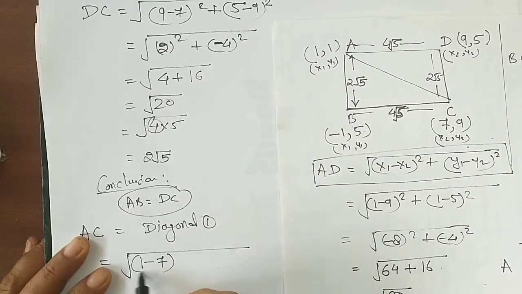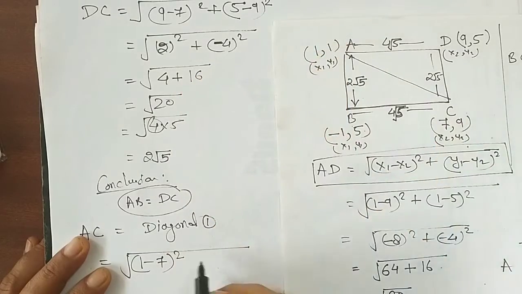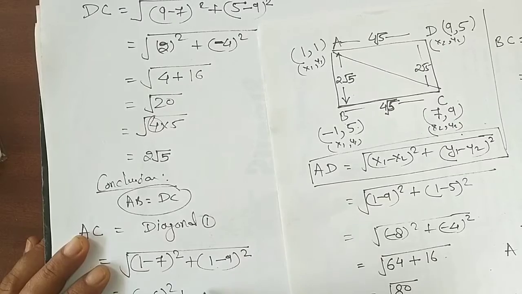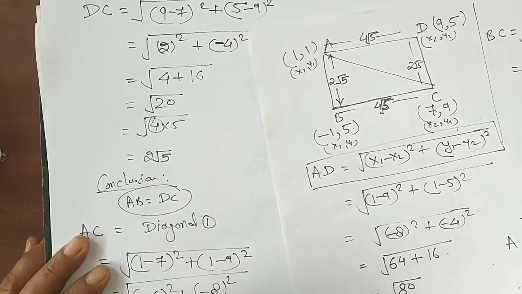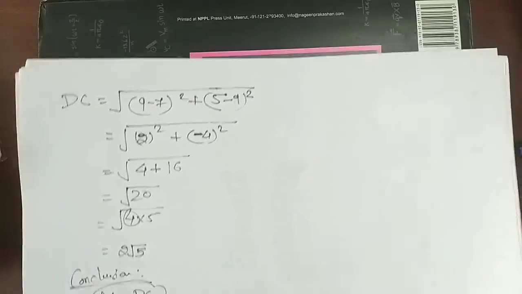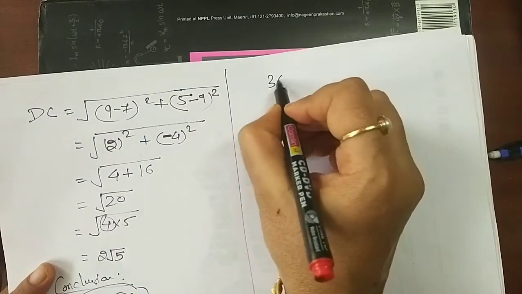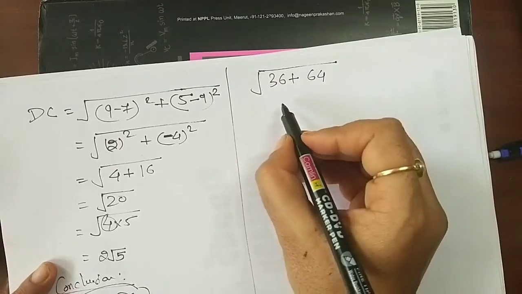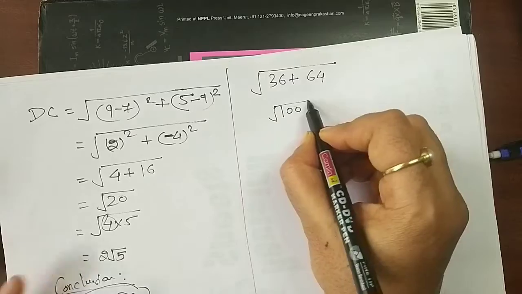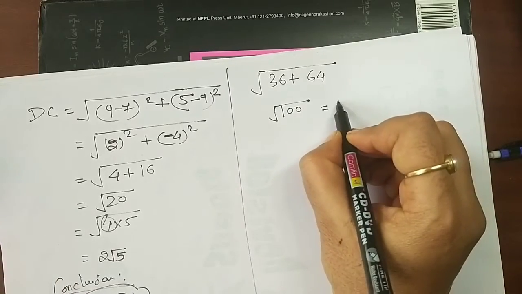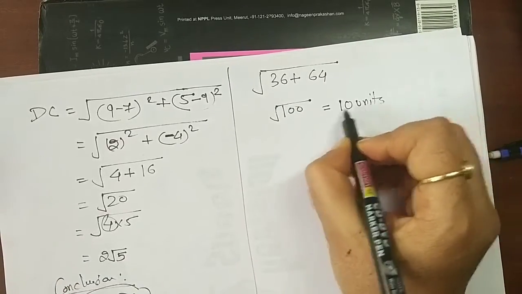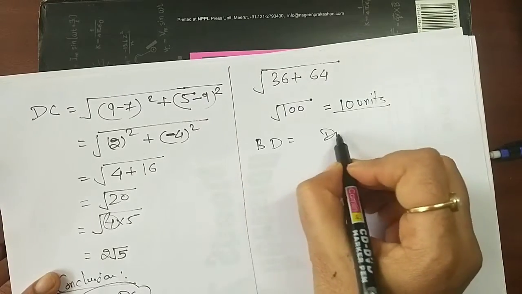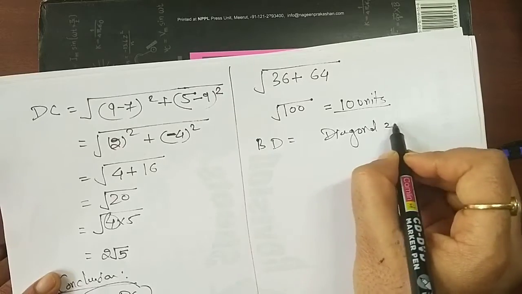1 minus 7 square guys, and y1 minus y2, 1 minus 9 square. So it is minus 6 square plus minus 8 square under root. So what I am getting is 36 plus 64 under root, which is how much? 100 under root, and 100 under root is nothing but 10 units. So this is my first diagonal. Then my BD is my diagonal number 2.